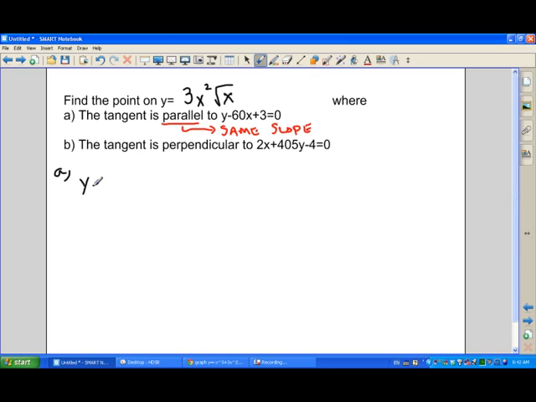So looking at that equation, y minus 60x plus 3 equals 0, I can manipulate this to solve for y, and I can see that my slope is 60.